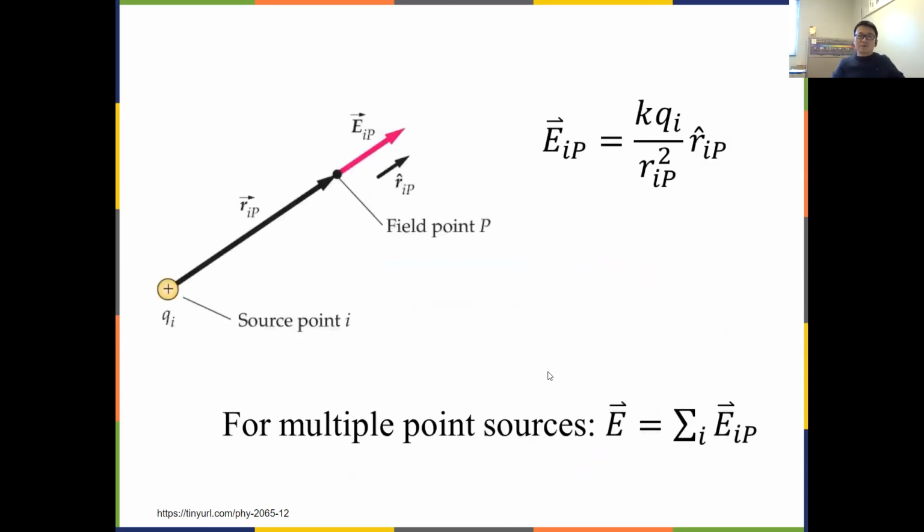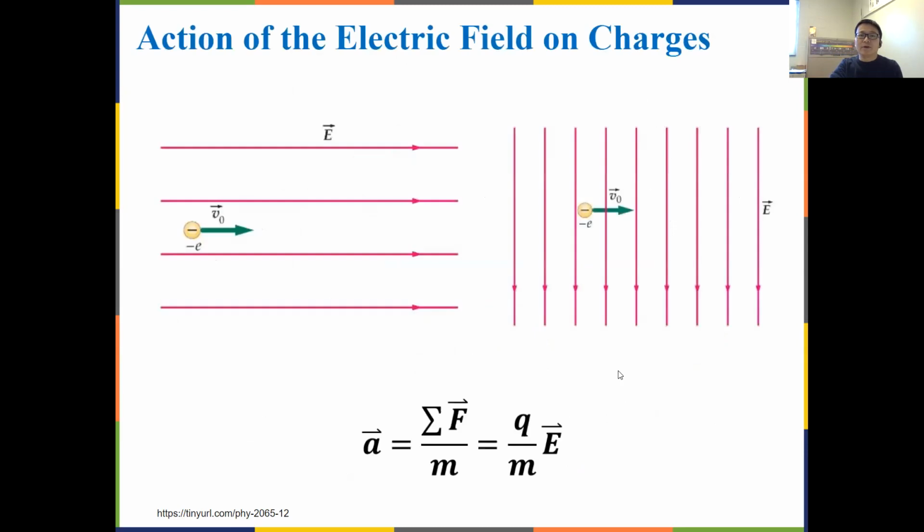For multiple sources, you add the fields from each source charge, so the summation of the electric field by each individual charge at your point of interest. If an electric field is present, the motion of a charged particle can be altered by that field. The acceleration due to the electric force is the total force divided by the mass, which is Q times E divided by the mass.